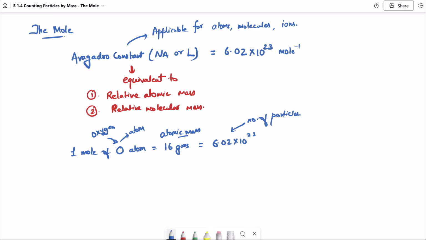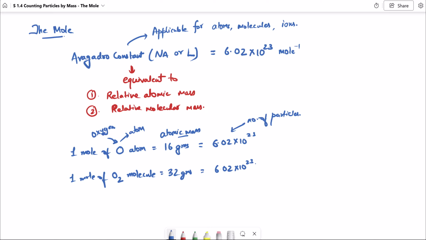Same thing, if I'm writing 1 mole of oxygen molecule, what will the molecular mass be? It will be 32 grams. And the number of particles will be the same, this is the number of particles in this particular molecule.